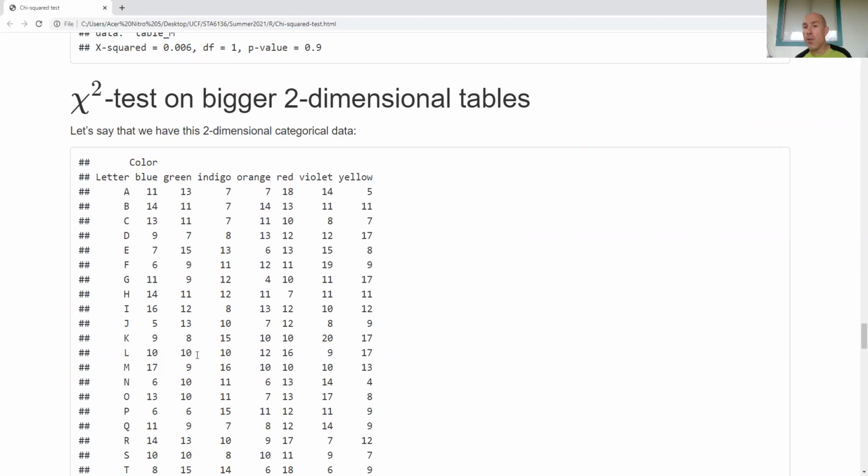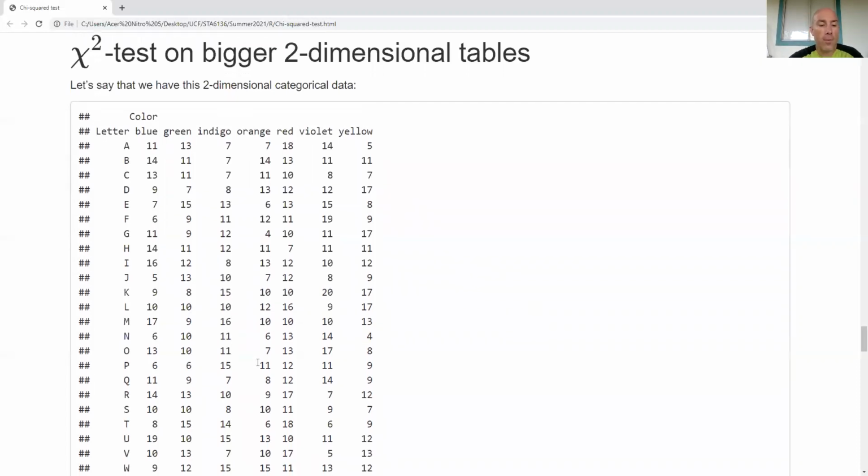So for this example, once again, I'm going with letters and colors. So letters are A through Z, colors are Roy G. Biv, and I have all these counts in here. I want to know, are letters and colors independent of each other? And I want to use hypothesis testing.